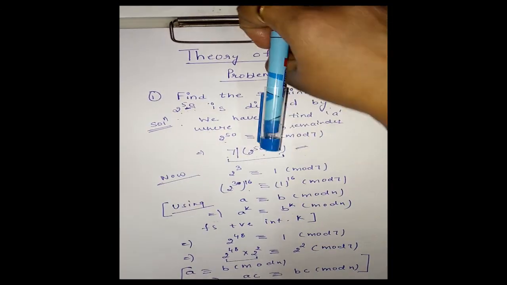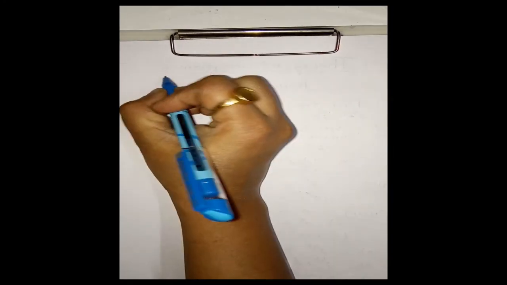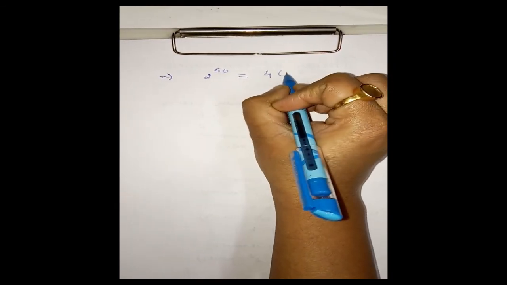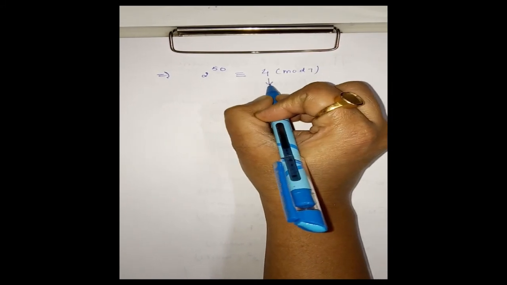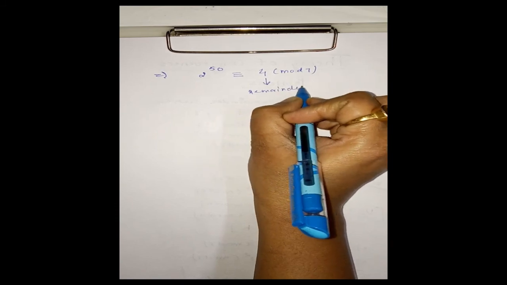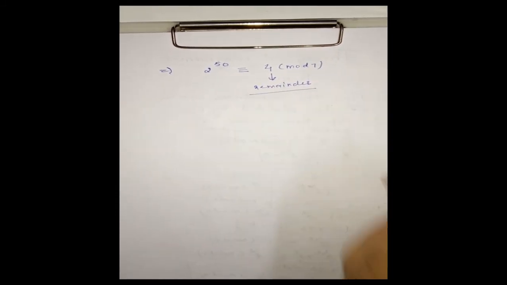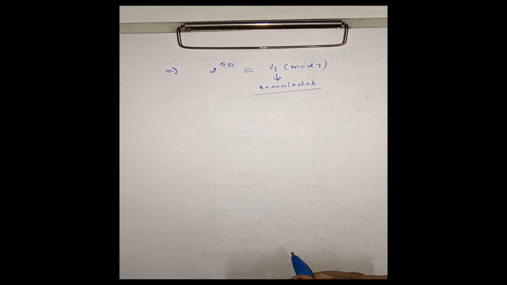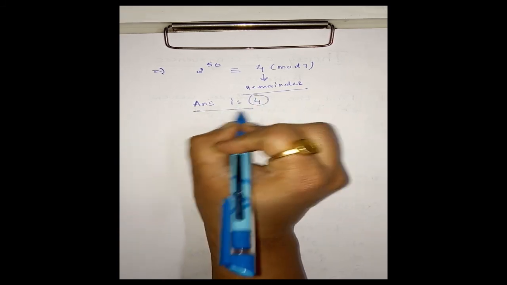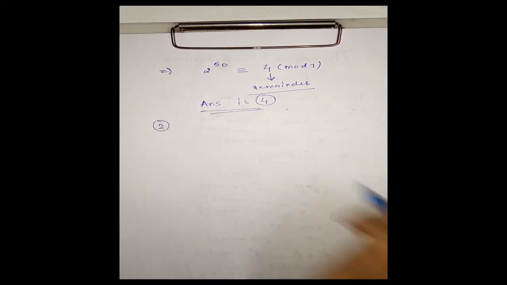Now this is 2 power 50. From this we get 2 power 50 is congruent to 2 square, which is 4, modulo 7. That means 4 is the remainder obtained on dividing 2 power 50 by 7. Clear? Answer is 4. Now we come to the second problem.